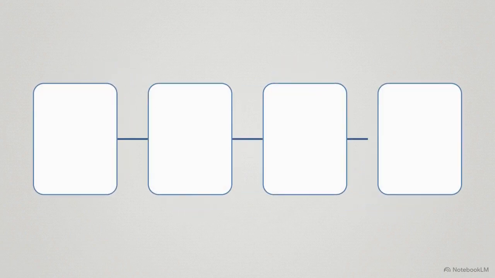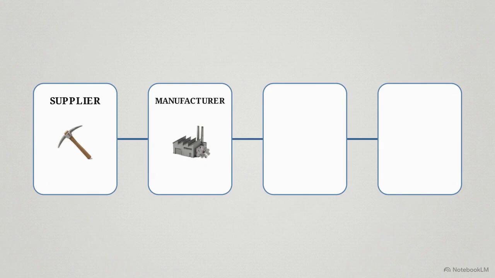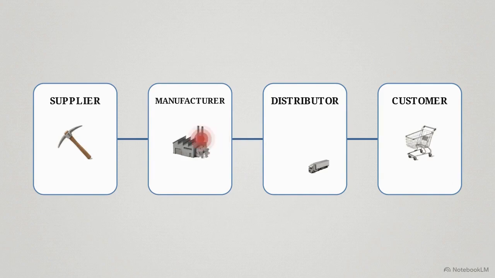There are four primary parties that collectively create, move, and deliver value across this workflow. The first role is the supplier. This is the upstream source, responsible for providing the raw materials, components, or specialized services required to start production. Next is the manufacturer. This party acts as the value transformer, converting those raw inputs into finished or semi-finished goods. Then comes the distributor, acting as the value mover to store and position those goods closer to the market. Finally, there is the customer, the ultimate receiver and consumer of that value.